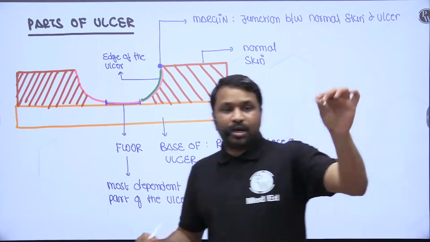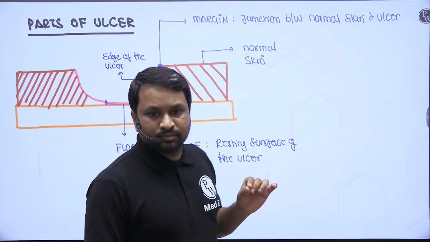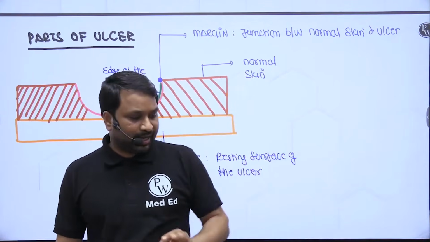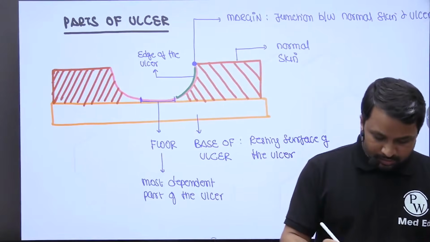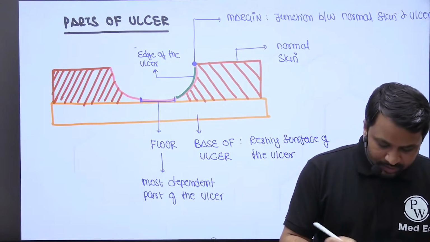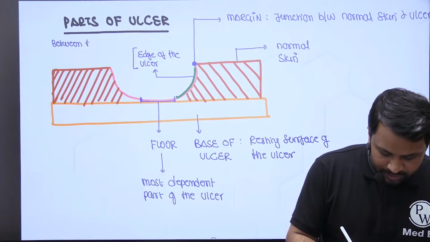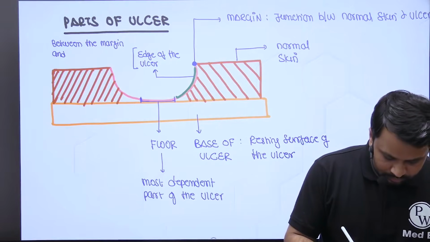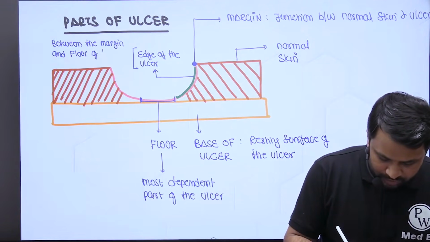So between the margin and the floor, you will see the edge of the ulcer, right? The edge of the ulcer is that part of the ulcer which is between the margin and the floor of the ulcer.